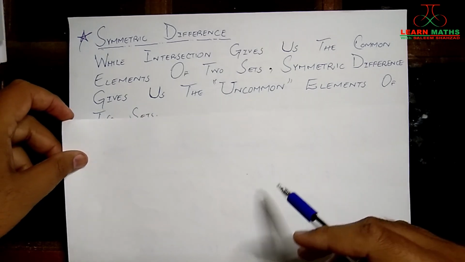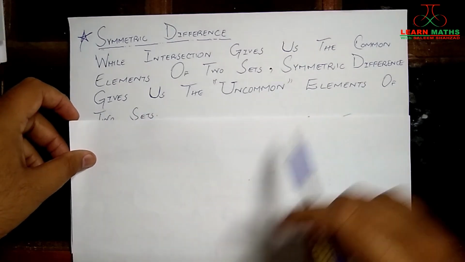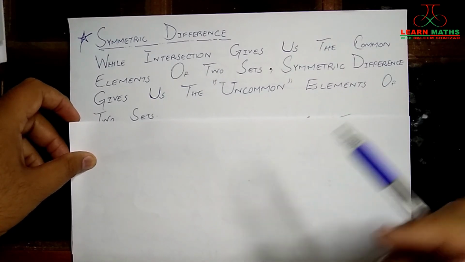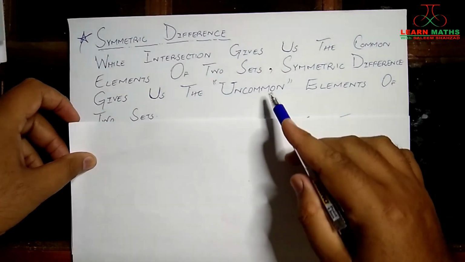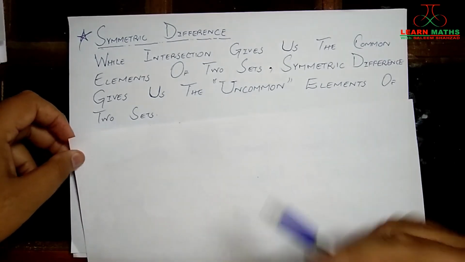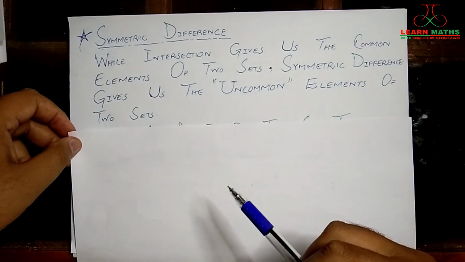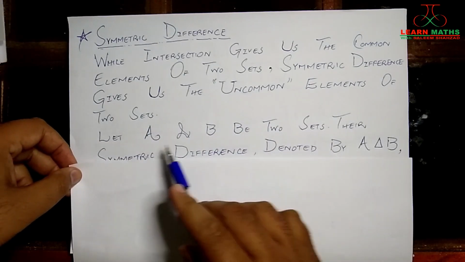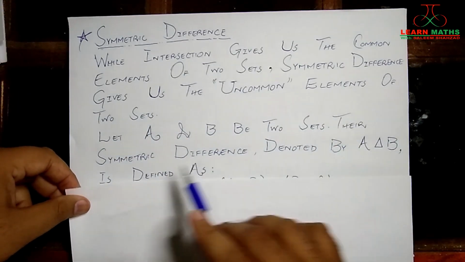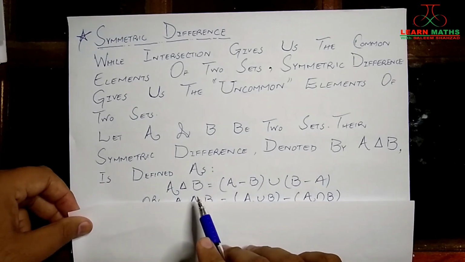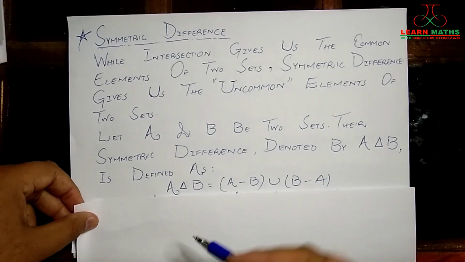You people know that intersection gives us the common elements of two sets or more than two sets. Symmetric difference, on the other hand, gives us the uncommon elements of two or more sets. By the way, we usually apply this between two sets, so I am talking about two sets here only. So let A and B be two sets. Their symmetric difference, denoted by this, is defined as, now there are two ways by which we can define it.